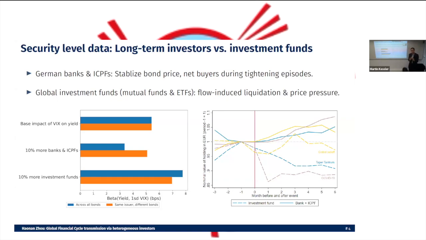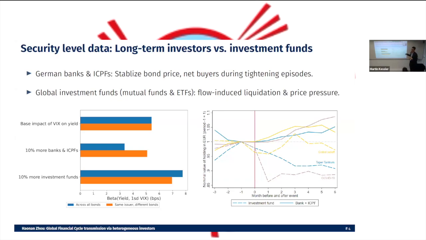Part of the reason for this selling is the sensitivity of mutual fund flows and ETF flows. Investors flow in and out of these funds in response to global financial conditions. So when there's an outflow, they're forced to sell some of their assets for redemption purposes. But banks, insurance companies and pension funds tend to be a little more stable. They step into the market to buy when prices fall, to stabilize the market a little bit.